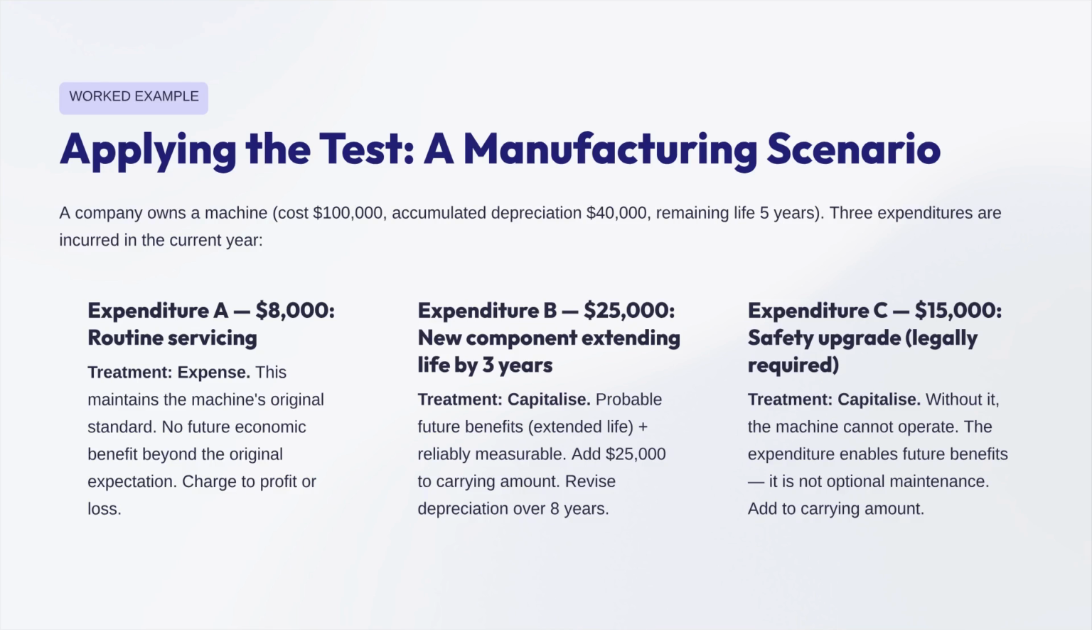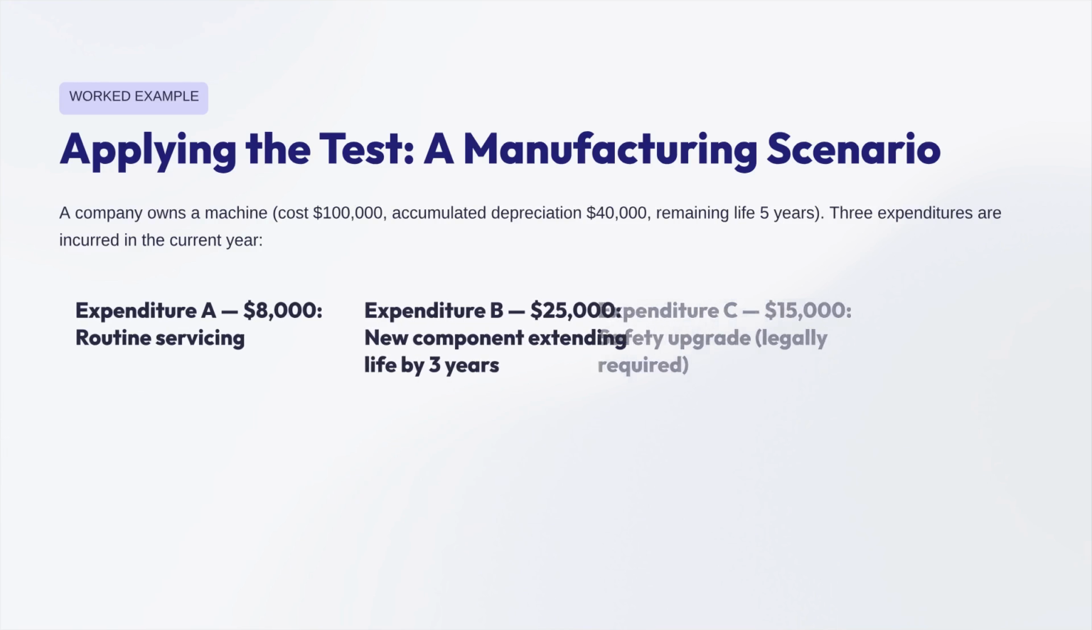Expenditure B, $25,000 on a new component that extends the machine's life by 3 years. This one we capitalize. We have probable future benefits, that extended life, and it's reliably measurable. So we add the $25,000 to the carrying amount and revise depreciation over the new total of 8 years. Expenditure C, $15,000 on a legally required safety upgrade. This is the subtle one. We capitalize it too. Without the upgrade, the machine simply cannot operate. So the spending enables future benefits. It isn't optional maintenance, so we add it to the carrying amount. See how the same two-condition test cuts cleanly through all three?